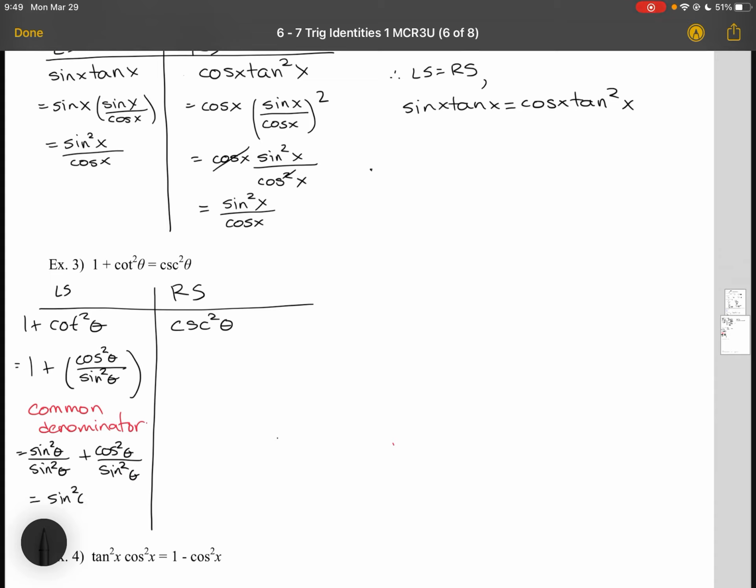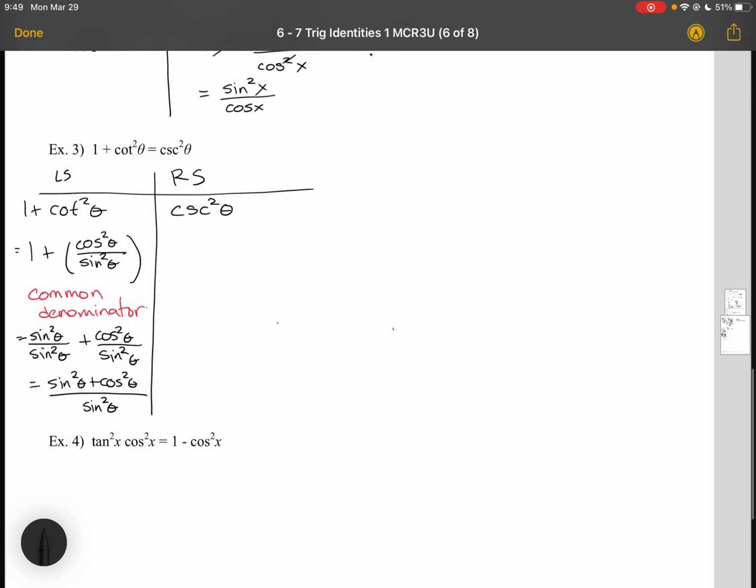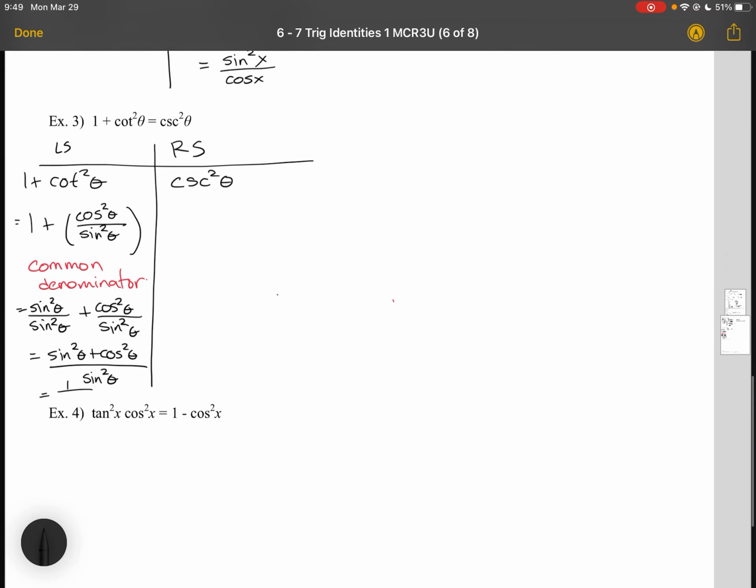Adding those numerators together, now I've got sine squared theta plus cos squared theta all over sine squared theta. Recalling my Pythagorean identity, I know that this is equal to 1 over sine squared theta. What I know about cosecant squared theta is that this is actually 1 over sine squared theta because of my reciprocal trig identities. So that means that my left side is equal to my right side. I've shown my identity is true. So 1 plus cotan squared theta is equal to cosecant squared theta here.